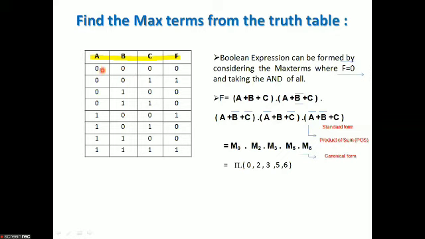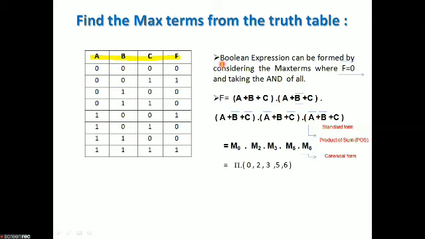So let us see. 0, 0, 0, the value of the function is 0. 0, 0, 1, the value is 1. 0, 1, 0, the value of the function is 0. 0, 1, 1, it is 0. 1, 0, 0, it is 1. 1, 0, 1, it is 0. 1, 1, 0, it is 0. And 1, 1, 1, it is 1. So we have to find the Boolean expression of F, and also from here we have to find the max terms. So this is the first point.